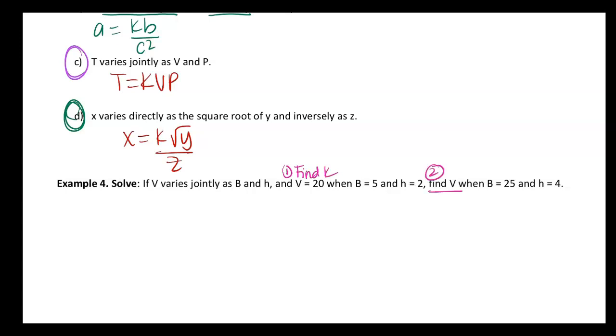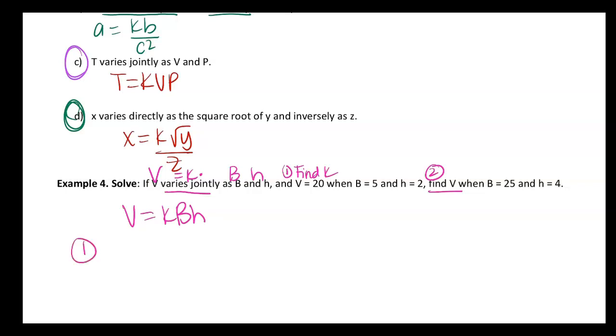Okay, so let me write the formula that I have. V varies jointly. Varies jointly means you need to write this as equals K times. You're going to have to multiply these. Varies jointly as B and H, so both of those need to be multiplied with K. So I'm going to write that out. V equals K times B times H.